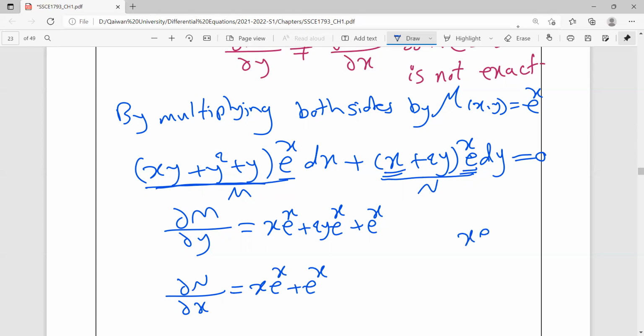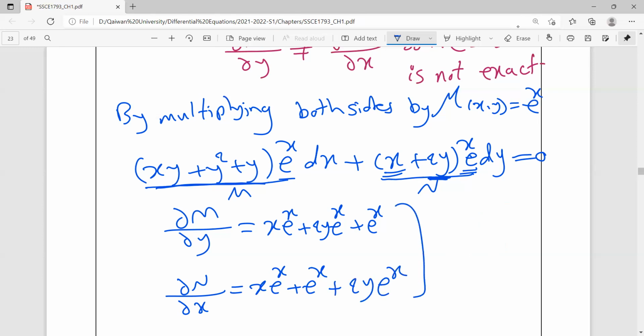Here we have x times e^x. The derivative of this function is first times derivative of the second, which is x times e^x, plus second times derivative of the first. The derivative of x is 1, which gives e^x. We get this derivative of x e to the power x. And now we have 2y times e to the power x. Its derivative with respect to x is 2y e to the power x.